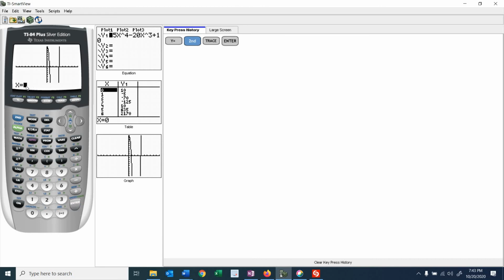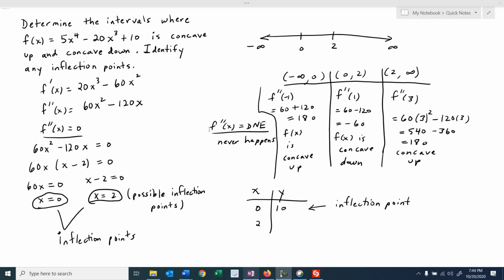And then it's going to prompt you for the x value, and we want to know what the y value is when x is equal to 2. And so I'm just going to enter 2 in, and the corresponding y value would be negative 70. So going back to here, if you plug a 2 into this function here, you should get negative 70.